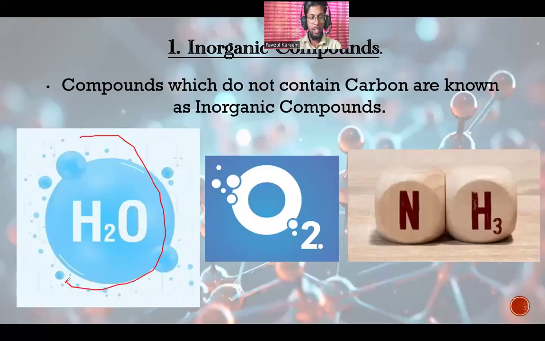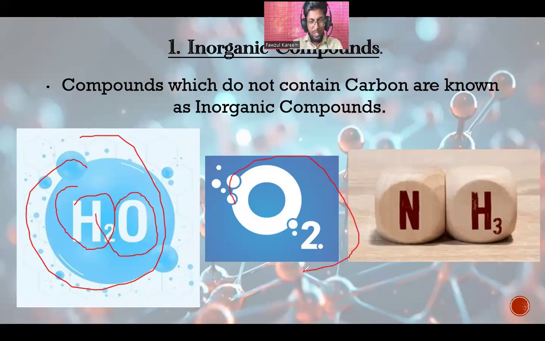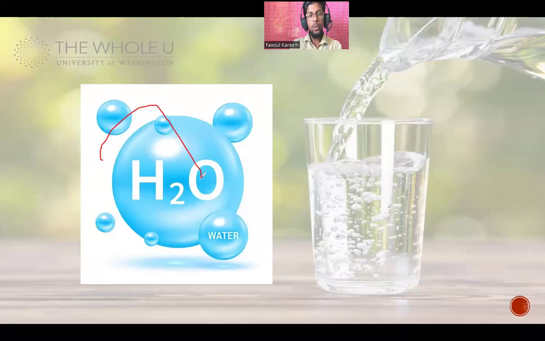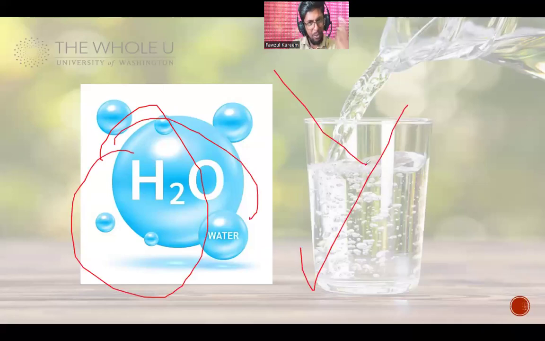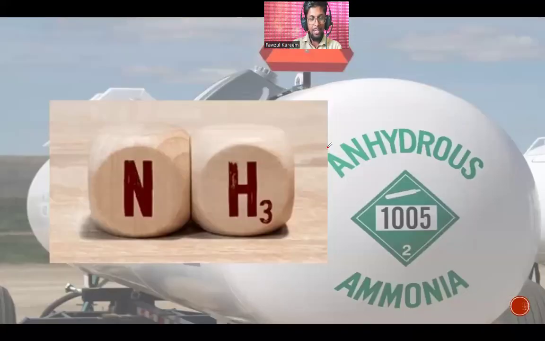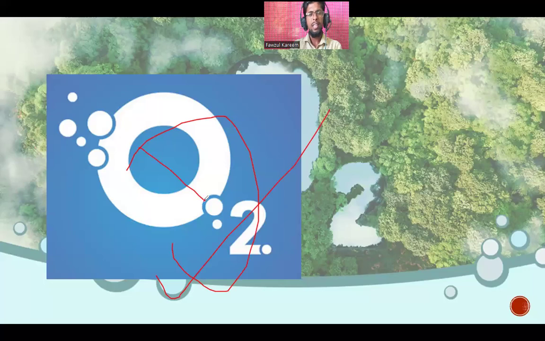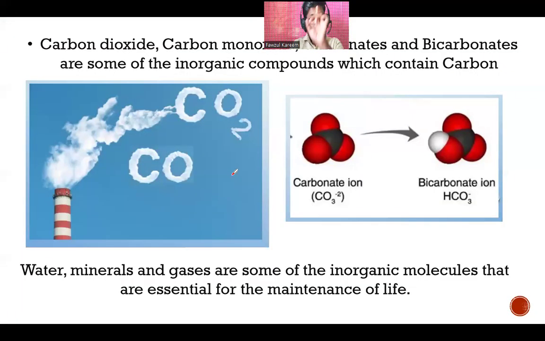Here, H2O, water. Water doesn't have carbon, because it has only hydrogen and oxygen. If you take oxygen, it has only oxygen. They don't have carbon. Ammonia, NH3, no carbon. Here H2O, no carbon, so it is inorganic. Here NH3, they don't have carbon, so this is inorganic. In oxygen, they don't have carbon. This is inorganic.